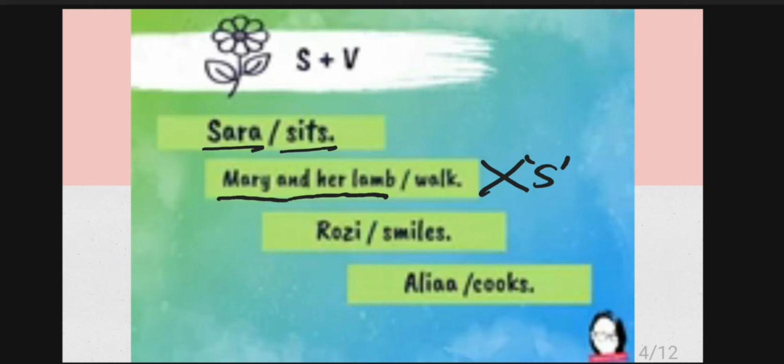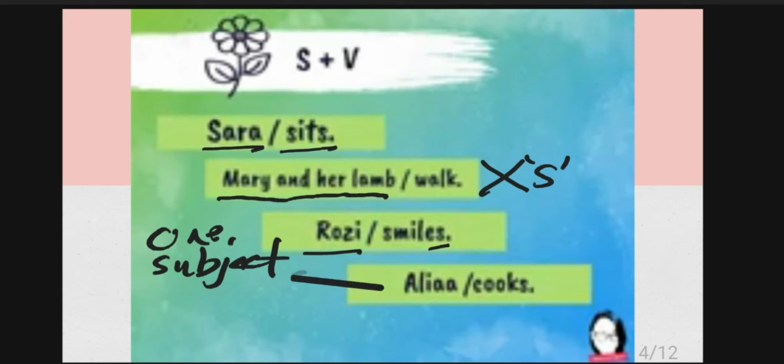Okay, another example, Rosie. Rosie is like one person, so one subject. One subject, one person only. So the verb should have S. Simple. So Rosie smiles. Another example would be Alia cooks. Alia is one person, same here, one subject. So verb here should have S. Alia cooks. Simple.